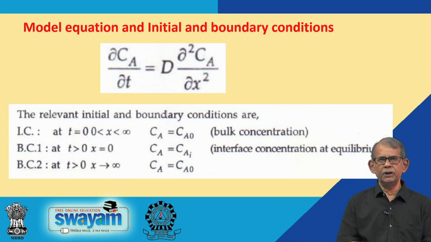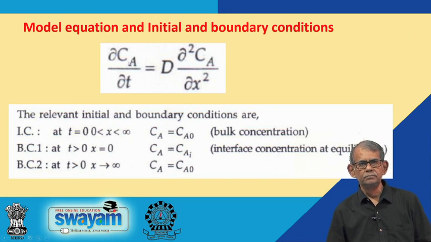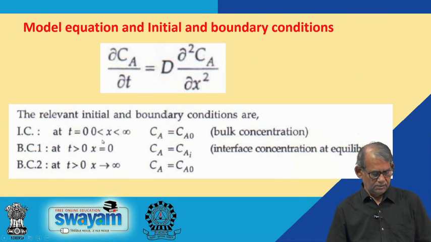The model equation and the initial and boundary conditions for Higbie's model are: del C A by del t is equal to D, diffusivity, into del 2 C A by del x 2. With the initial condition at t equal to 0, x everywhere, the initial concentration is C A equal to C A 0, the bulk concentration. Boundary condition 1: t greater than 0, at the interface, that is x equal to 0, C A is equal to C A I, the interface concentration. And the second boundary condition: t greater than 0, x tends to infinity, C A is equal to C A 0 again.